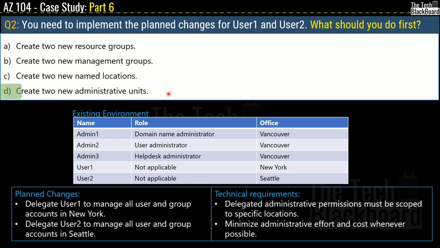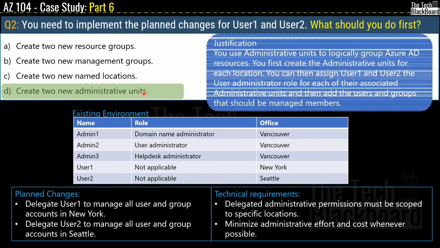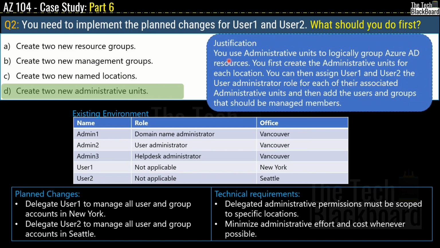Now let me give you the correct answer. The correct answer is option D, create 2 new administrative units. Why? The justification comes here. So basically, you use administrative units to logically group Azure AD resources and you first create the administrative units for each location. You can then assign user 1 and user 2 the user administrator role for each of their associated administrative units and then add the users and groups that should be the managed members.